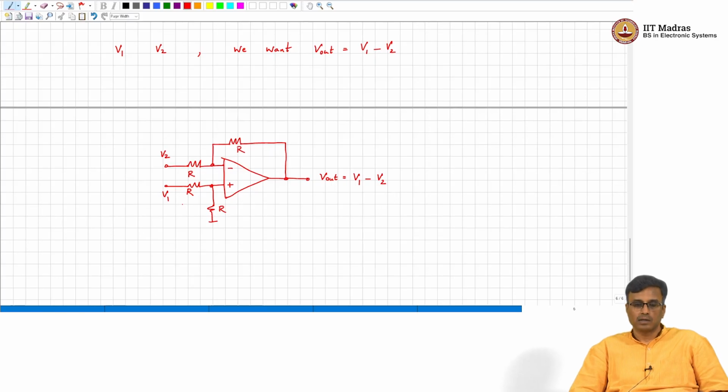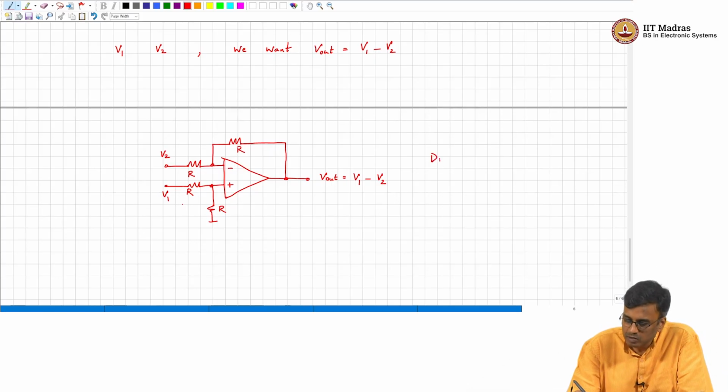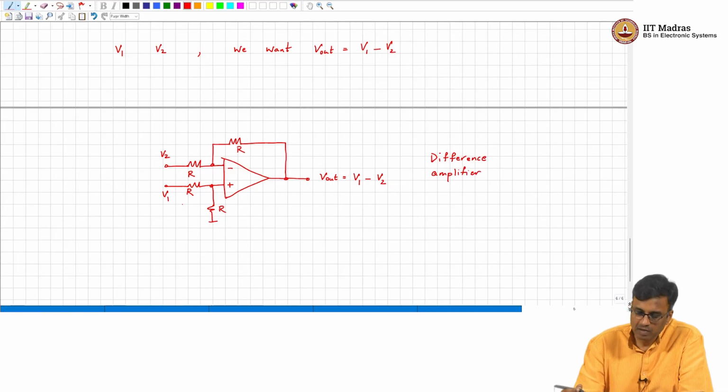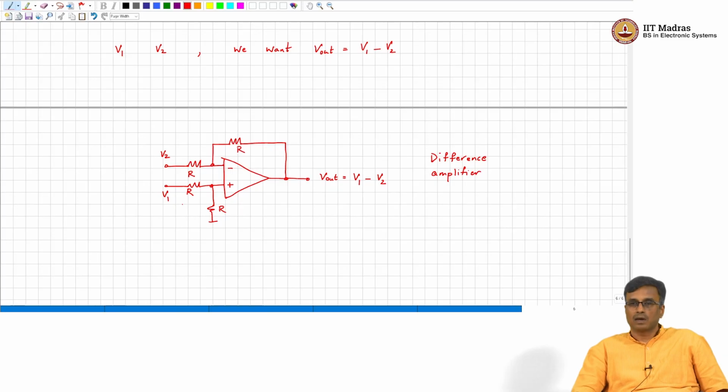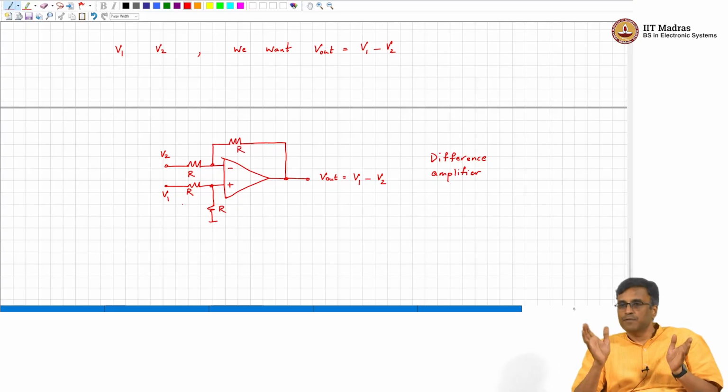Is that clear? So, this is the so-called difference amplifier, since it takes 2 voltages and generates the difference between these 2 voltages. Is that clear? Okay.